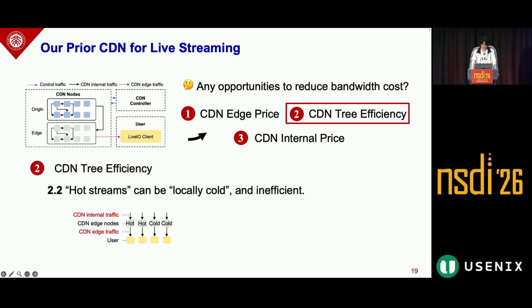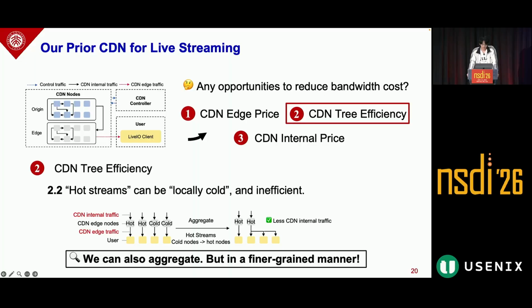And interestingly, globally hot streams can be locally cold on specific nodes. This happens due to uneven audience distribution, and this leads to similar inefficiencies as the standard cold streams. And this requires granular aggregation. We need to shift traffic specifically from cold nodes to nodes where the stream is already hot.